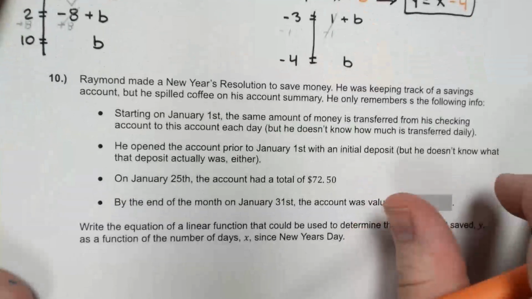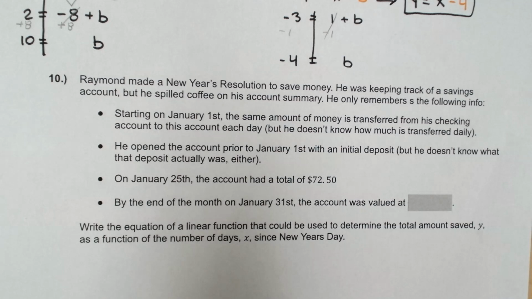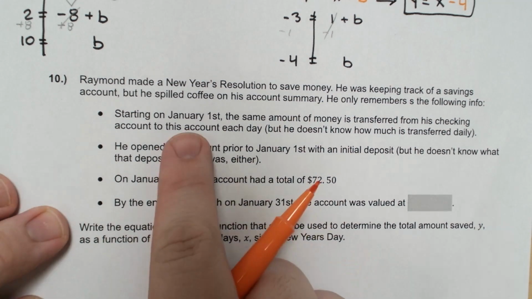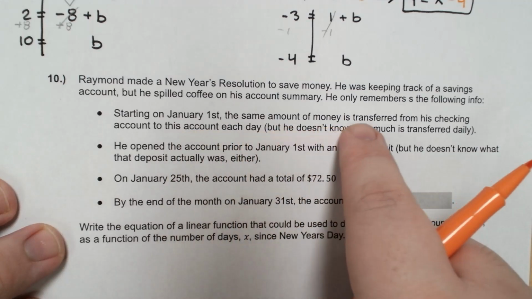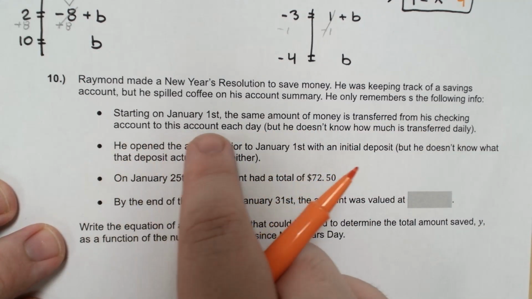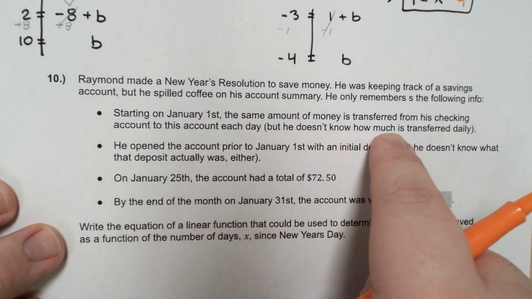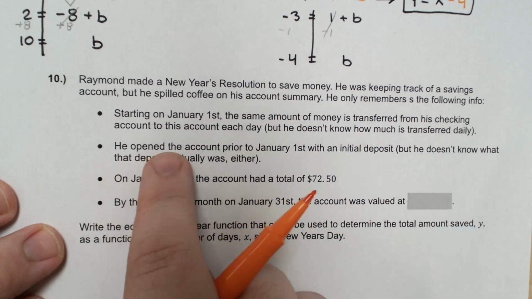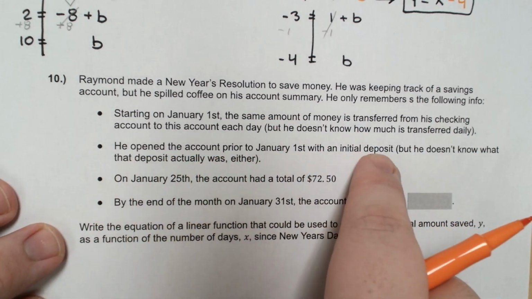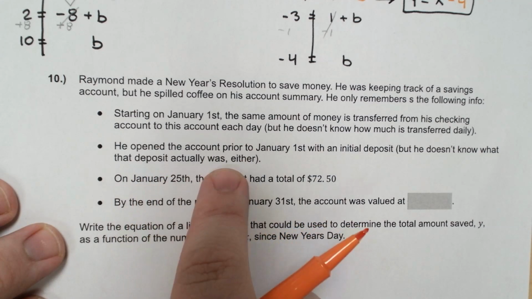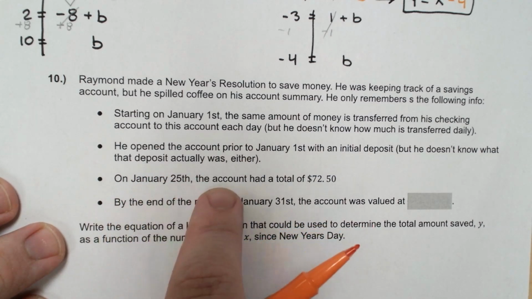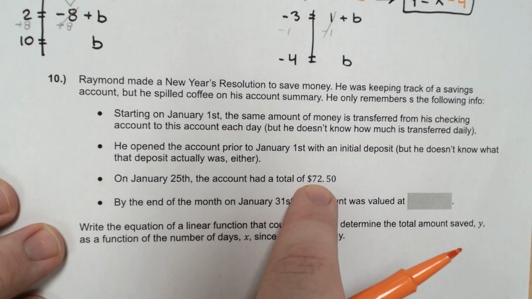Okay, last one. Look at this beautiful story. So let's read it together. Raymond made a New Year's resolution to save money. He was keeping track of a savings account, but he spilled coffee on his account summary, and he only remembers the following information. Starting on January 1st, the same amount of money is transferred from his checking account to this account each day, but he doesn't know how much is transferred daily. He opened the account prior to January 1st with an initial deposit, but he doesn't know what that initial deposit was either. On January 25th, the account had a total of $72.50.